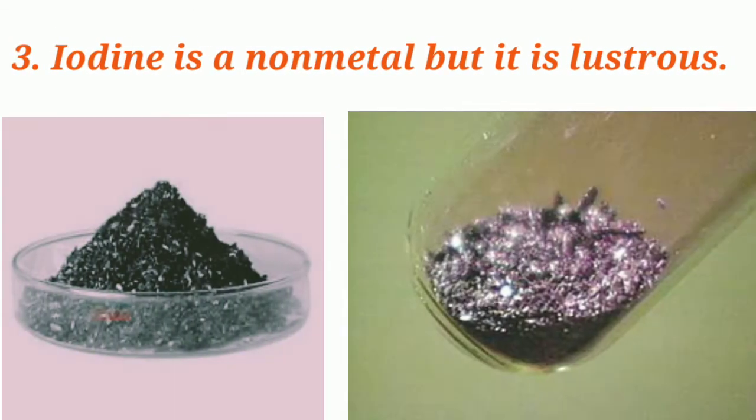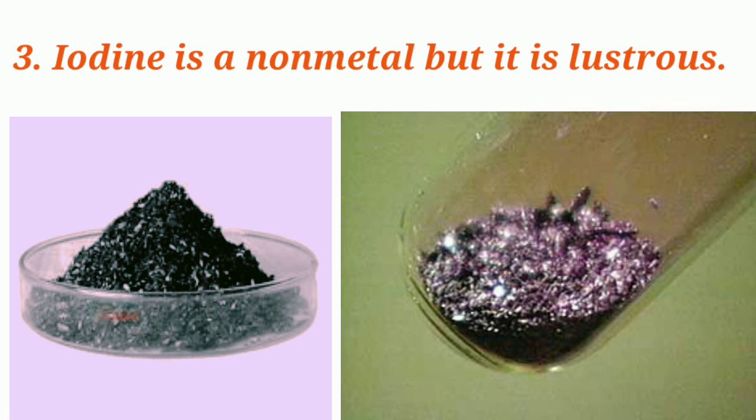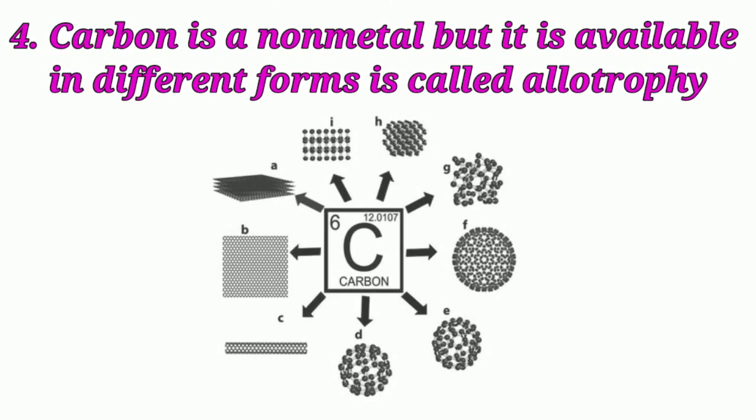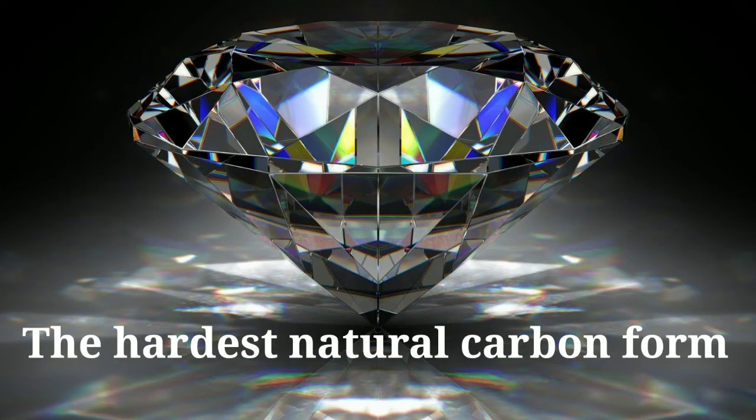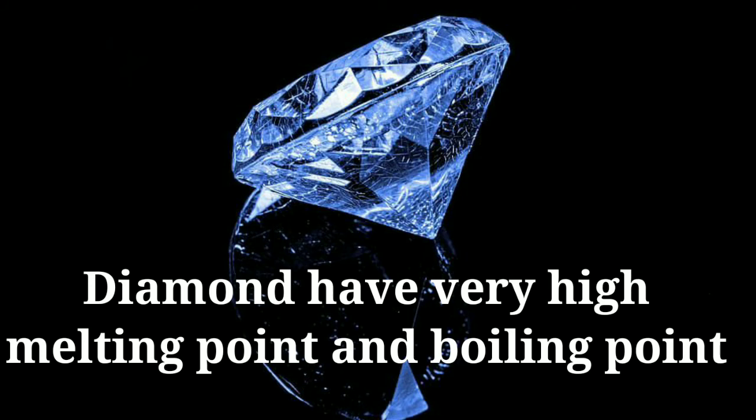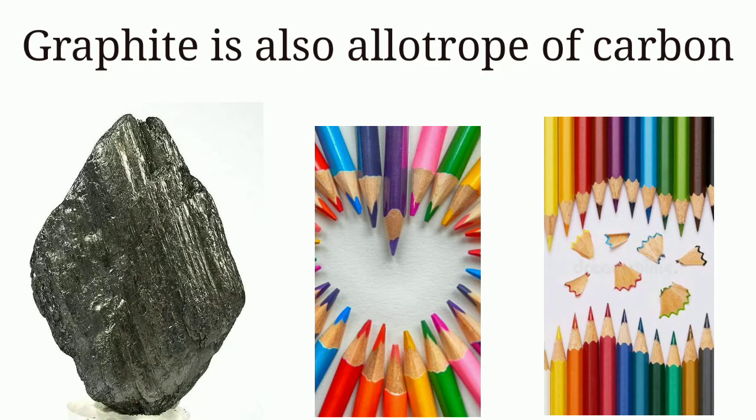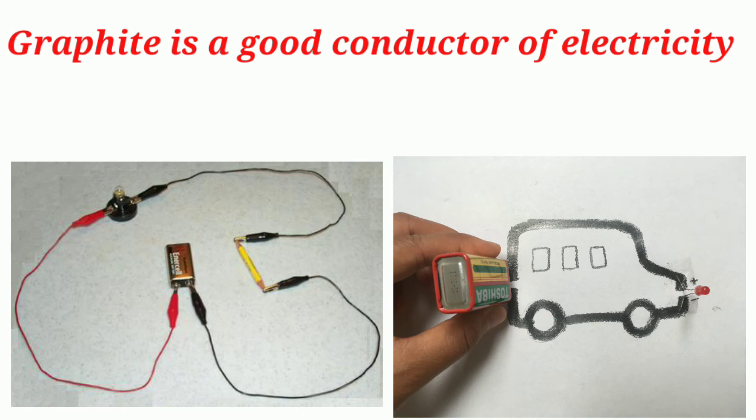Third, iodine is a non-metal but it is lustrous. Fourth, carbon is a non-metal that can exist in different forms. Each form is called an allotrope of carbon. So, diamond, an allotrope of carbon, is the hardest natural substance known and has a very high melting point and boiling point. Another allotrope of carbon is graphite, which is a good conductor of electricity.